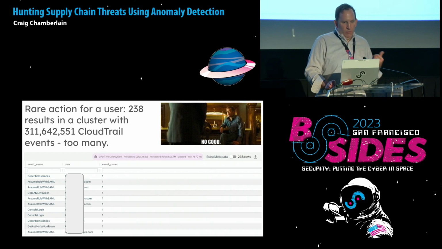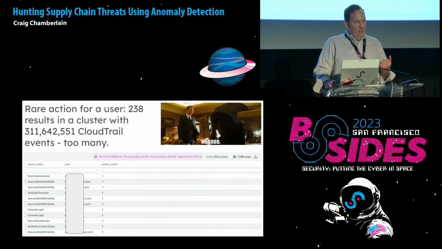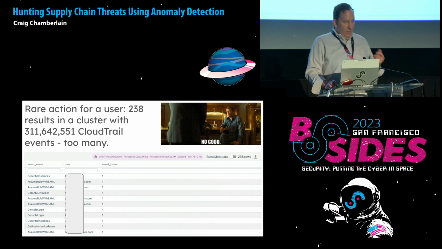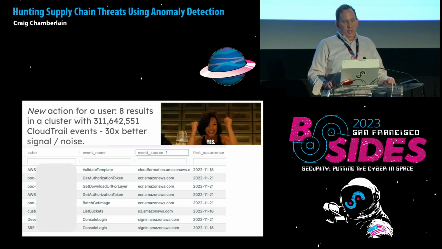At the moment, I'm actually doing anomaly detection in SQL, because my CloudTrail data is in a series of SQL tables. And it turns out there are some math functions you can do in SQL. When we tried running rare action for a user on a medium-sized cluster with, say, 300 million-ish events, there are 200 to 250 results typically. Some of those are interesting enough to investigate, but many of them are not. So the signal to noise is just not good enough to think about turning that into an alert or into something that goes into a unit of work.